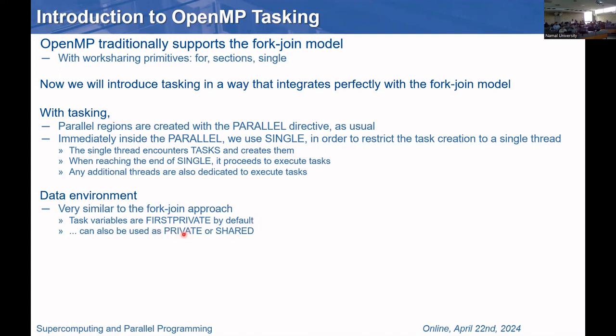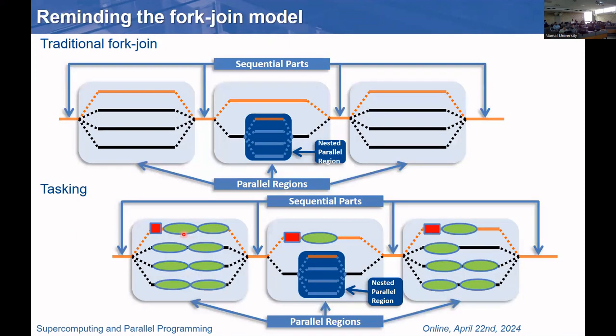But we can actually change the data sharing of the variables in order for them to be private and shared. So these are the two graphs that I prefer to show at the very beginning. So let me see if I can move this. Maybe here. Okay.